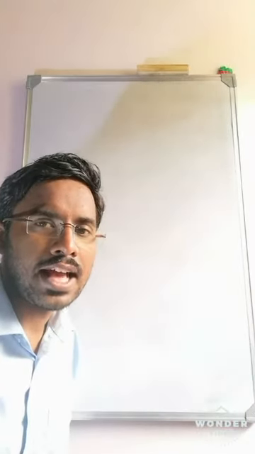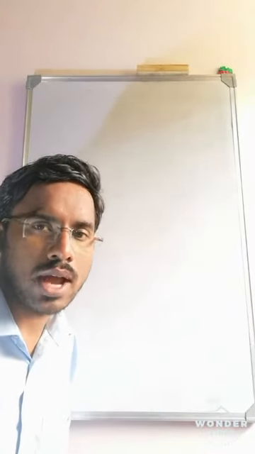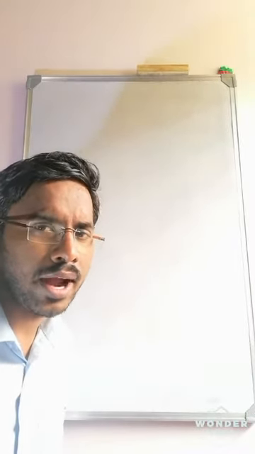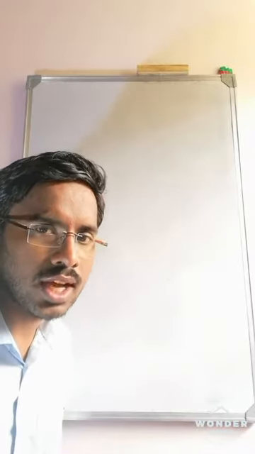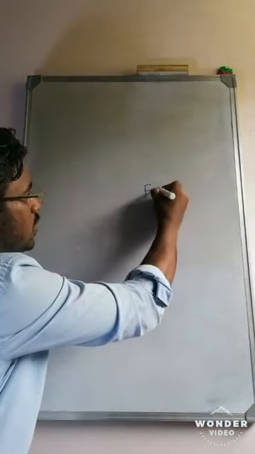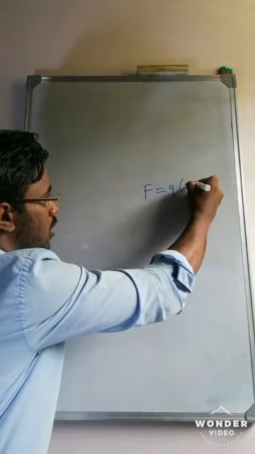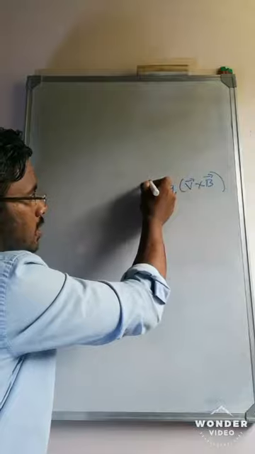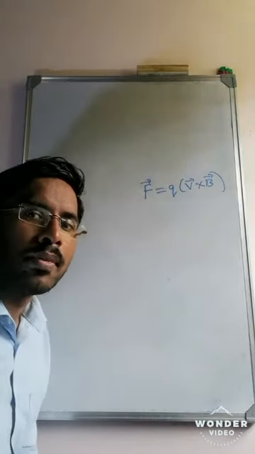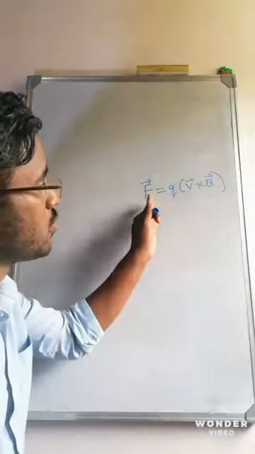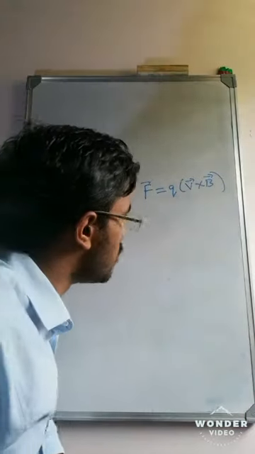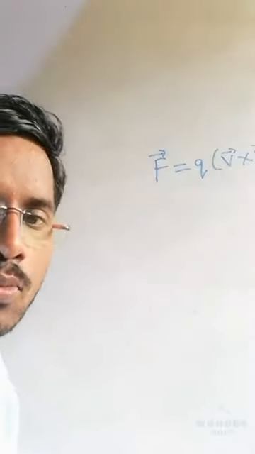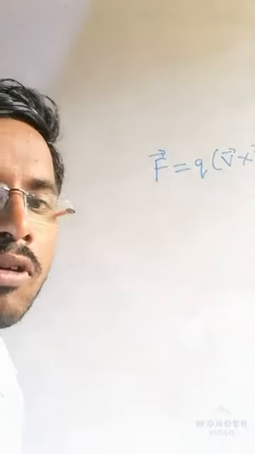Hello everyone. In the last video, I discussed the force acting on a charge moving in a magnetic field. So when a charge moves in a magnetic field, the force acting on that charge is given by F is equal to Q into V cross B, where V is the velocity and B is the magnitude of the magnetic field. So F is equal to Q into V cross B. Now the force is maximum when the charge is moving with a velocity perpendicular to that of the magnetic field.